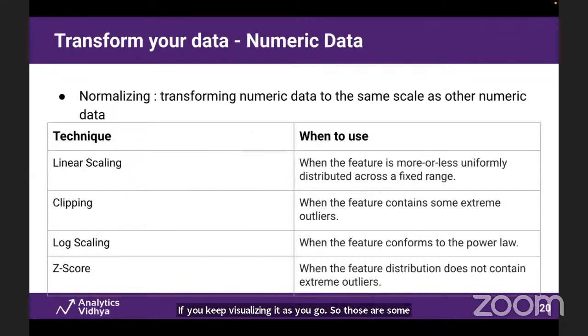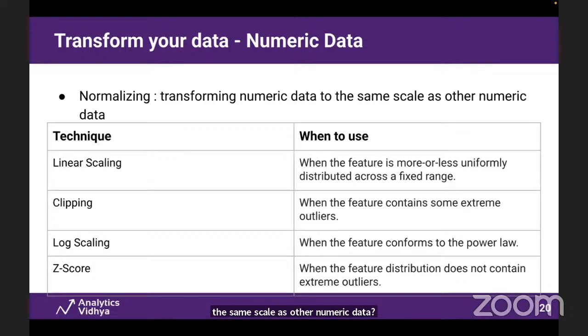And there are a few techniques you could use to transform the numeric data. I know we're short of time, almost done, but I'll quickly run through some of these techniques. So we want to normalize the numeric data to the same scale as other numeric data. That's one of the transformations we would do.